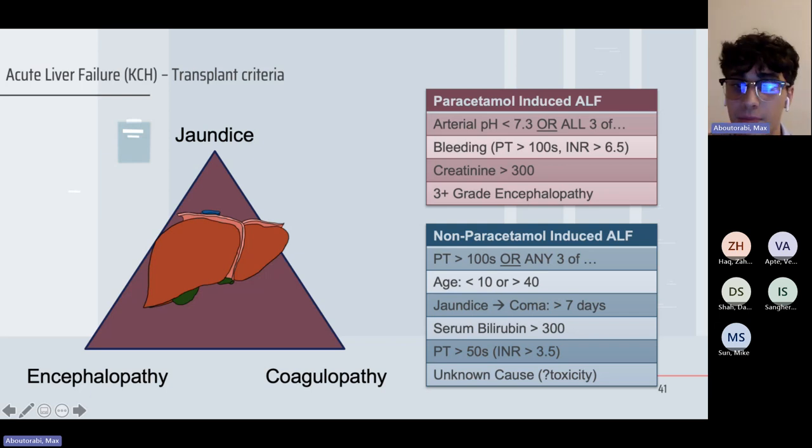a liver transplant. And then if the patient comes in with acute liver failure which wasn't caused by a paracetamol overdose, you would then move on to these criteria, which is a prothrombin time greater than 100 seconds, or any three of: age less than 10 years old or greater than 40, jaundice, which can lead to a coma that has occurred over 7 days, bilirubin greater than 300, a prothrombin time greater than 50, or toxicity but of an unknown cause, which isn't paracetamol.